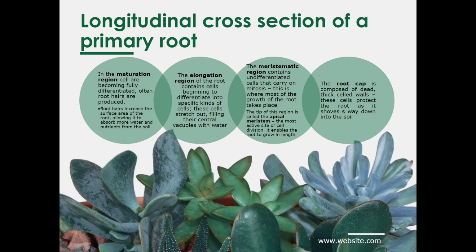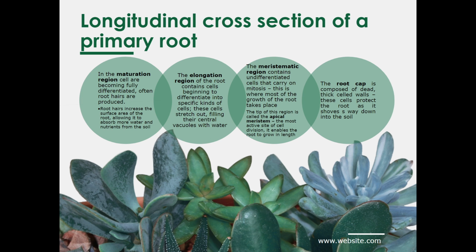There's an elongation region where we see cells begin to differentiate into specific kinds of cells. They begin to stretch out, and they fill their central vacuoles with water. The meristematic region contains undifferentiated cells that carry on mitosis. This area is where we will reproduce or make more cells. This is where most of the growth of the root takes place.